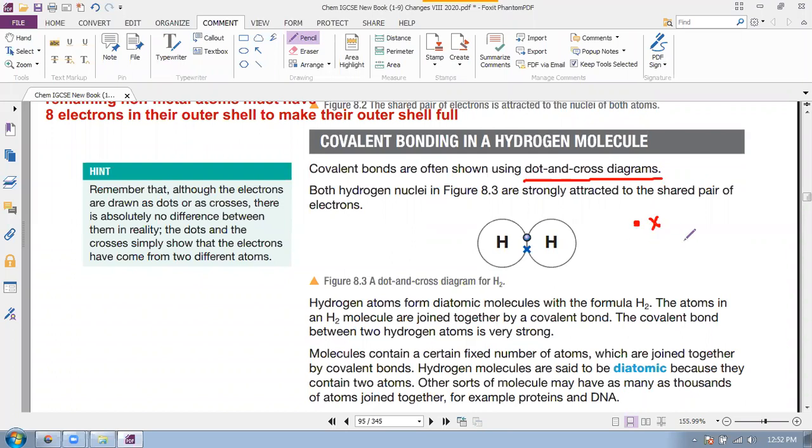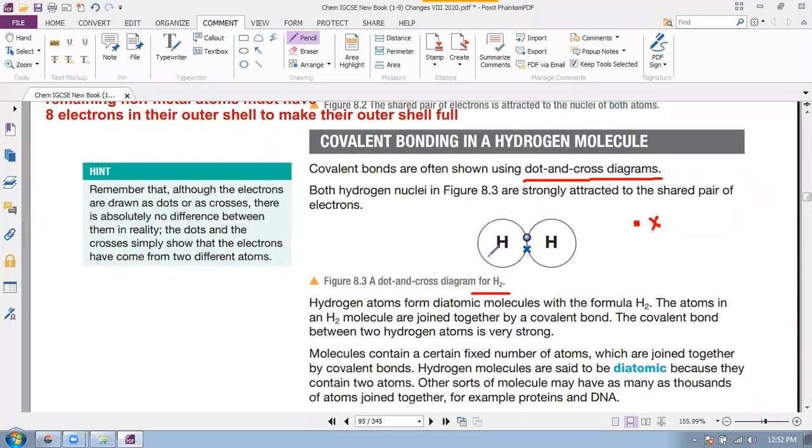Why by dot and cross? Scientists thought that if we represent the electrons of different atoms differently, by dot and cross, then we can understand which electron actually came from which atom. That is the thing. So this is also called the dot and cross diagram of the hydrogen molecule. Look at this, they are sharing the electrons.